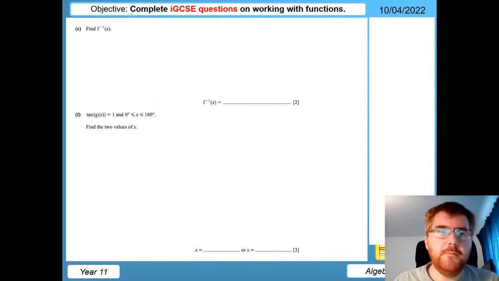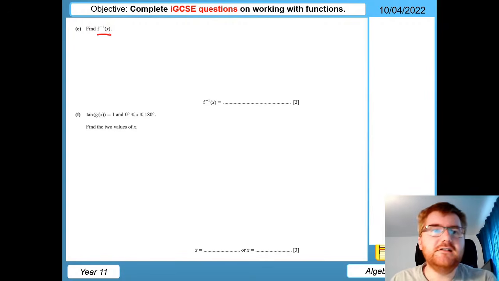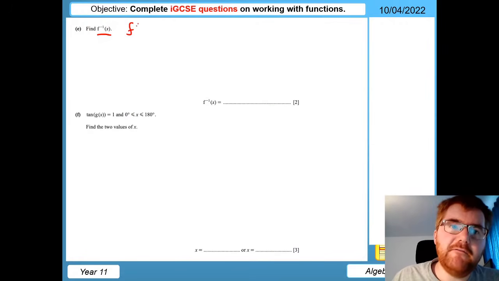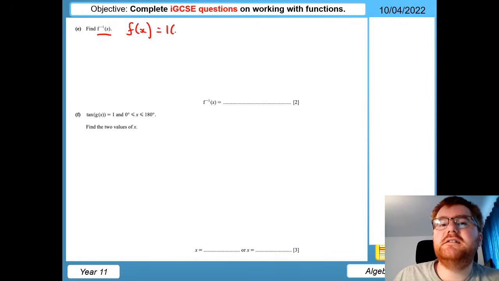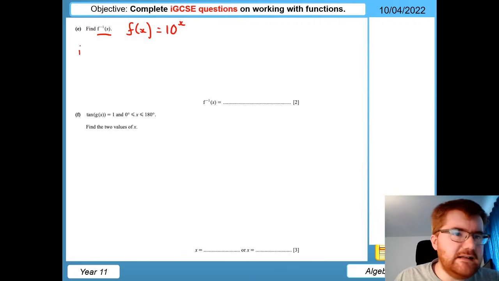Okay, and on to part E. So now we need to work out an inverse, the classic. So let's go back. Aha! So this is where the logs come in. So f of x is equal to 10 to the power of x. And we do it in the same way, but this is a little bit trickier.